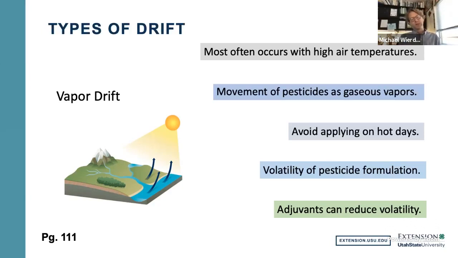Different pesticide formulations have different volatility. You can get low volatility pesticides, which will reduce the likelihood of your volatilization. And then there are adjuvants you can add to reduce volatility. Adjuvants often are used to increase the viscosity of the pesticide application, which will reduce both spray drift and vapor drift.